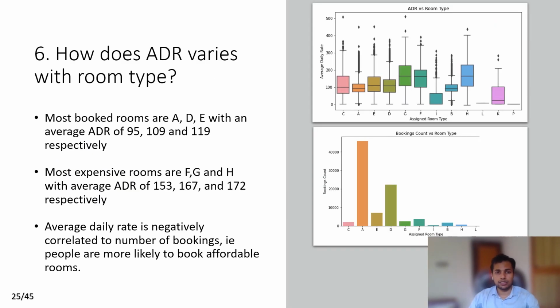The next question we'll be exploring is how ADR varies with room type. Our findings show that the most booked rooms are room type A, D, and E with an average ADR of 95, 109, and 119 respectively. On the other hand, the most expensive rooms are F, G, and H with an average ADR of 153, 167, and 172 respectively. It's interesting to note that the average daily rate is negatively correlated to the number of bookings. This means that people are more likely to book affordable rooms.